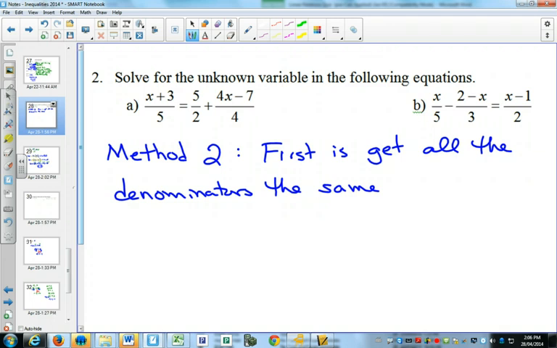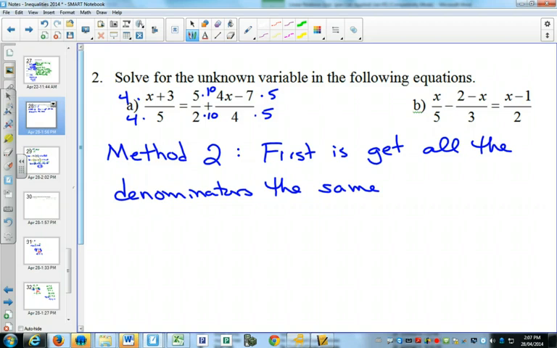So for this first example, if I want to get all the denominators the same, between 5, 2, and 4, you can see that the lowest common denominator would be 20. And so my first fraction, I would have to multiply top by 4 and bottom by 4, because that's just multiplying by 1. I'm allowed to do that. This one, I'd multiply top by 10, bottom by 10. And the third one, I'd multiply the top by 5 and the bottom by 5.